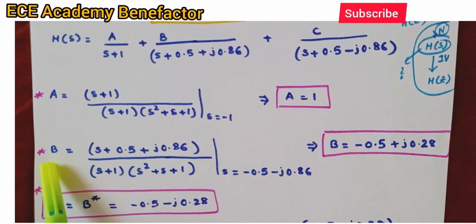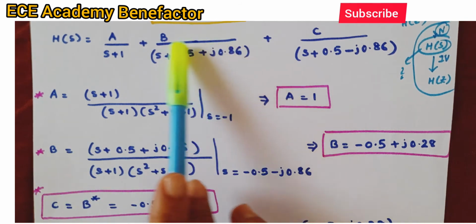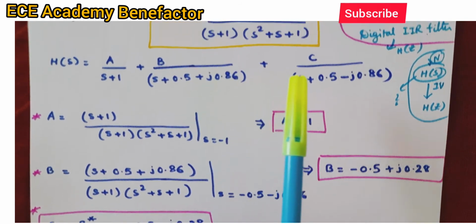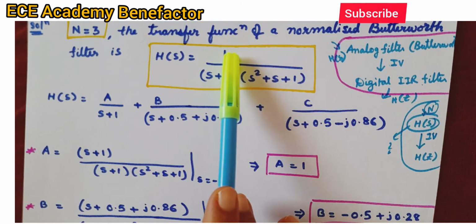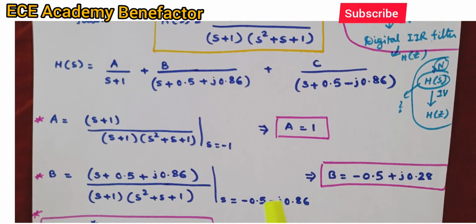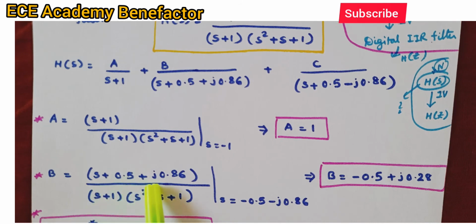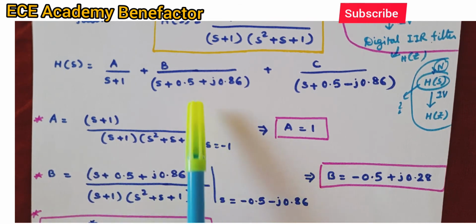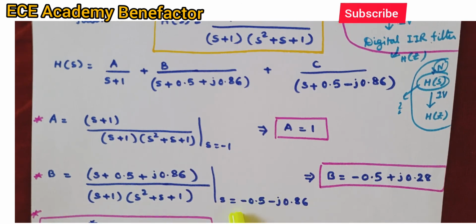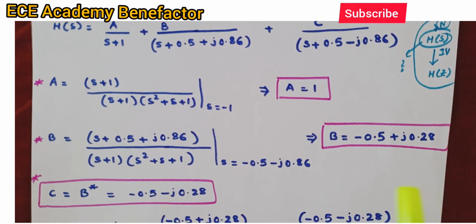Now for finding B, take this denominator term and multiply here. Okay, so you will be getting B as S plus 0.5 plus j 0.86 by (S plus 1)(S square plus S plus 1), and then again factorize this part. The first, second part will be cancelled. So on substituting S is equal to minus 0.5 minus j 0.86, you will be getting B as minus 0.5 plus j 0.28. Okay, and then finding C.